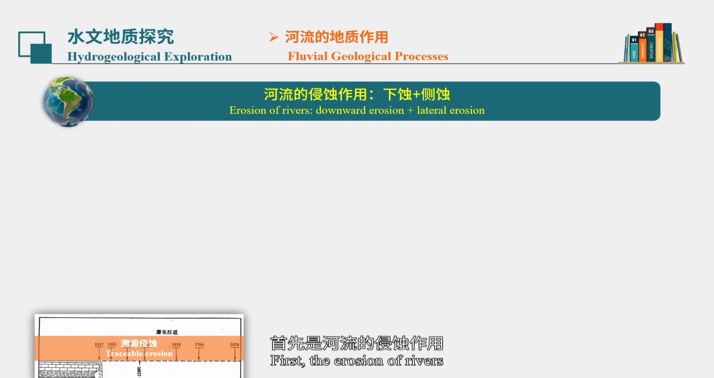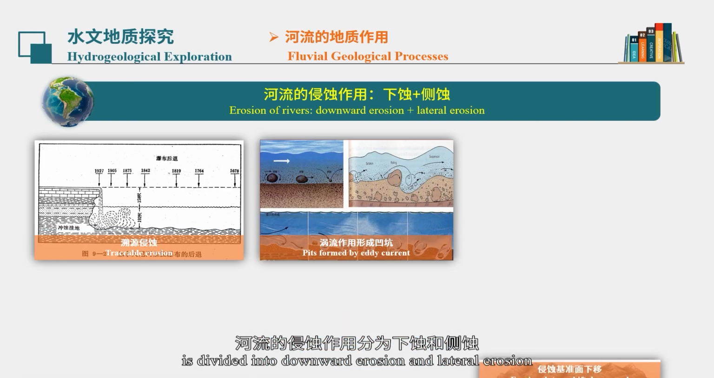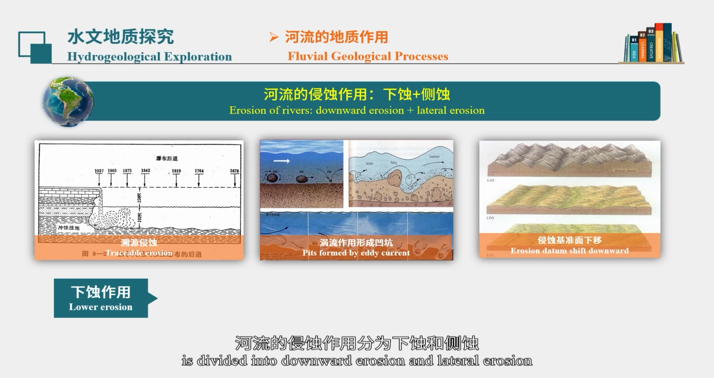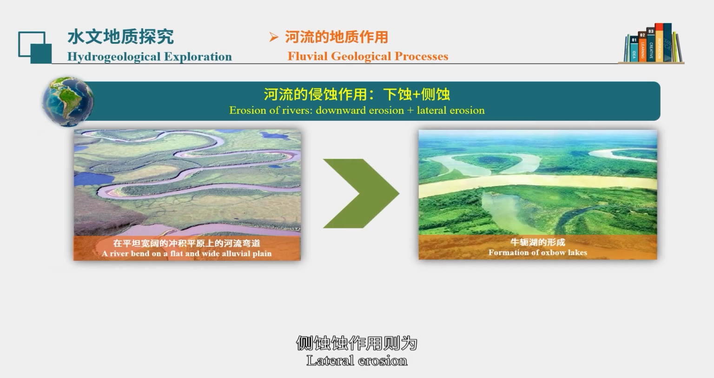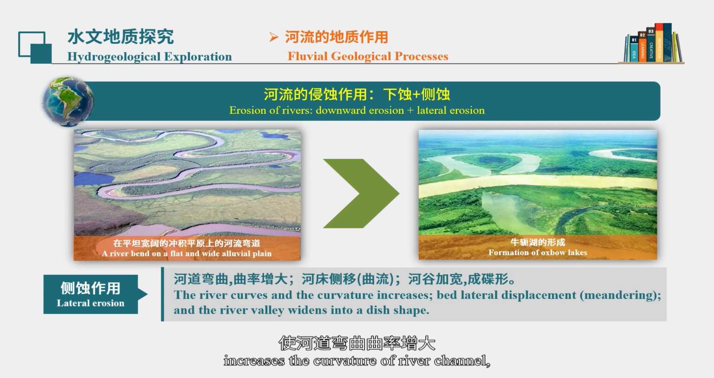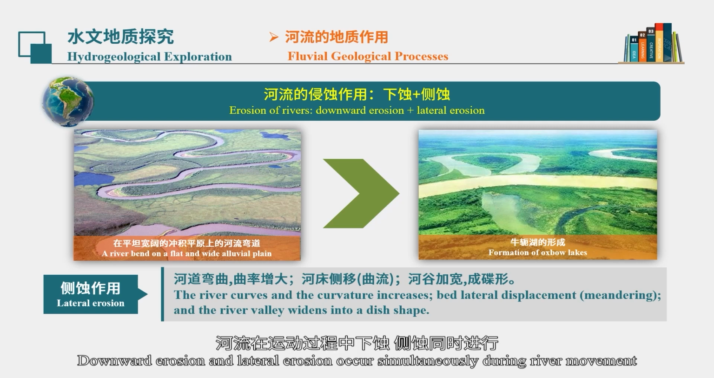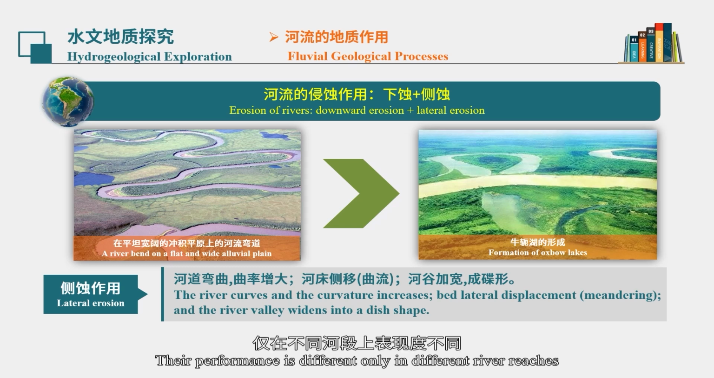First, the erosion of rivers is divided into downward erosion and lateral erosion. Downward erosion refers to that the flowing water erodes riverbed rocks and downcuts the riverbed. Lateral erosion increases the curvature of river channel, makes the riverbed move laterally, meander, and widens the river valley into a dish shape. Downward erosion and lateral erosion occur simultaneously during river movement. Their performance is different only in different river reaches.